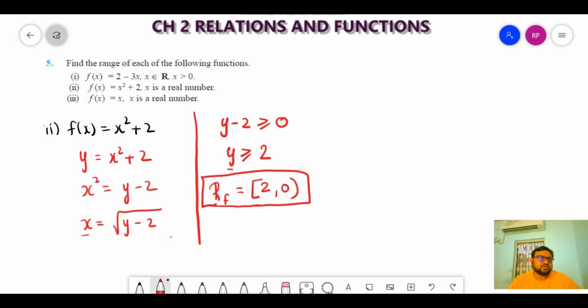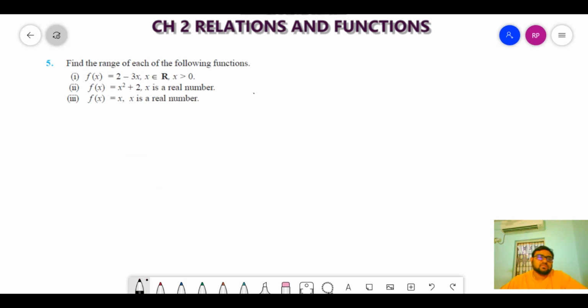Now let's move to the third part of question number 5, that is the last for this exercise. Next, f(x) is equal to x. Now what is this? This is an identity function, right? So whatever value of x we take, we will get that answer in the function. And here it is given x is a real number.